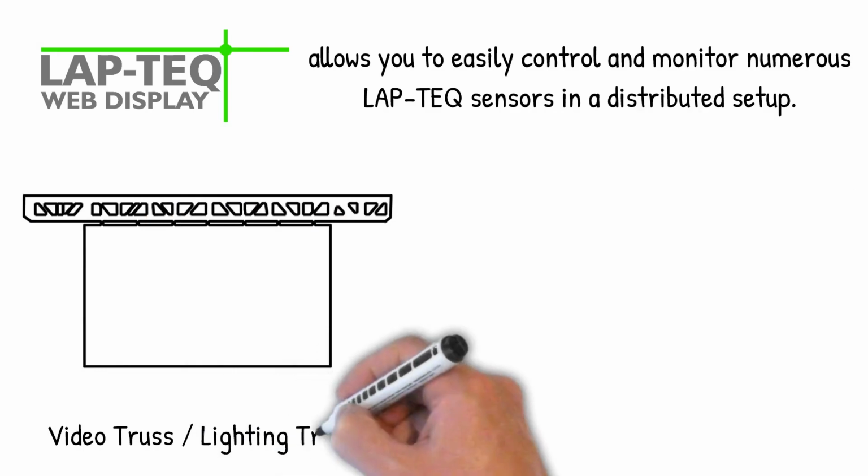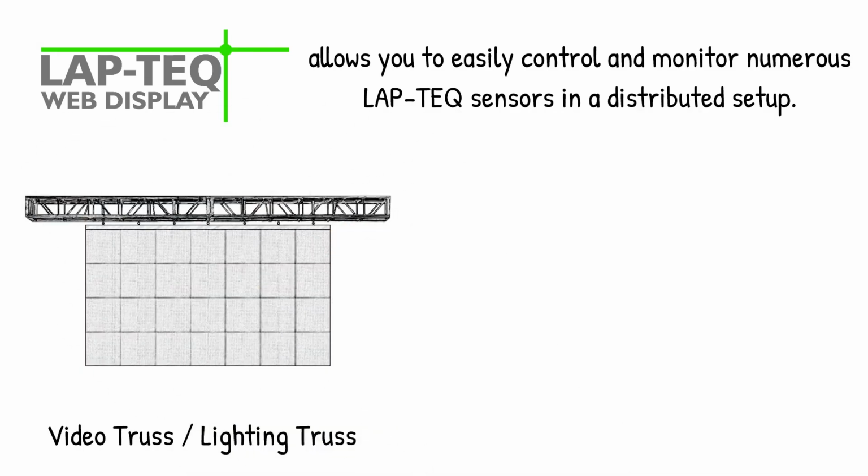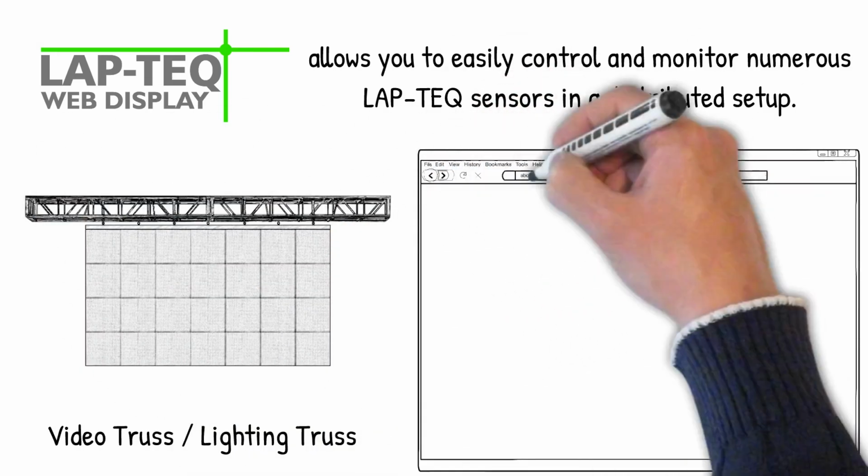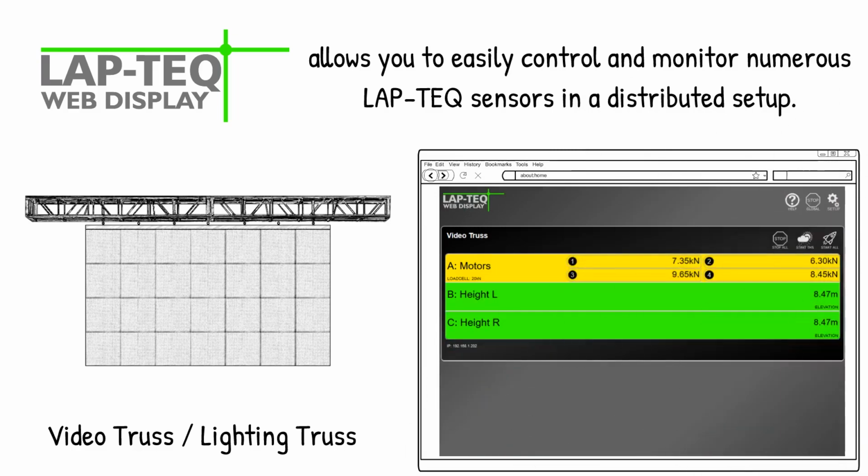LAP-TEQ sensors and LAP-TEQ Webdisplay can also be useful in other departments than audio. Here is an example of a video truss or lighting truss. LAP-TEQ load sensor and 4 load measuring shackles are used to measure the load of the chain hoists. 2 LAP-TEQ elevation sensors are used to measure the trim height, stage left and stage right.